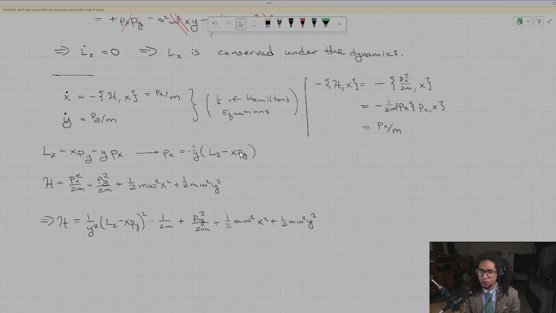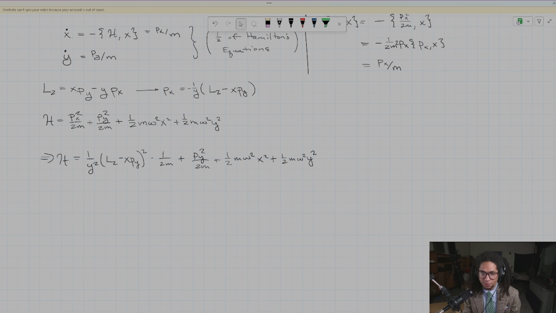And that I'm also going to use to stick back into this equation for px. So notice that now I have an equation that just involves py, y, and x, and h and lz, but those are constants of the motion.